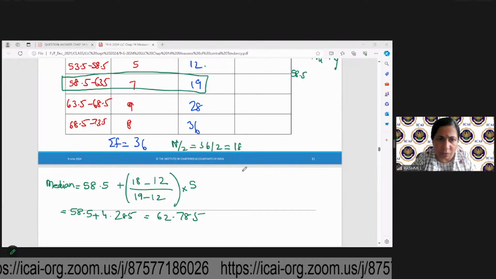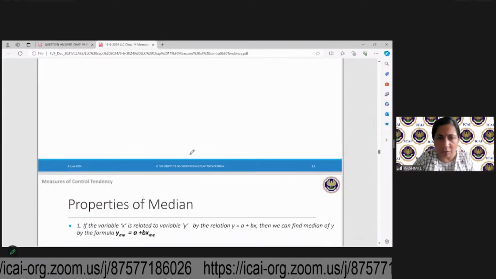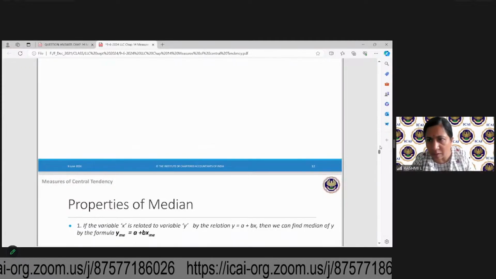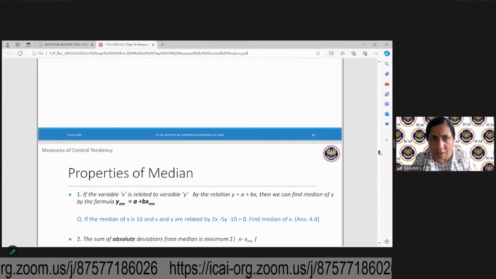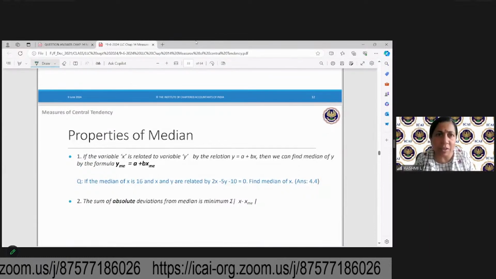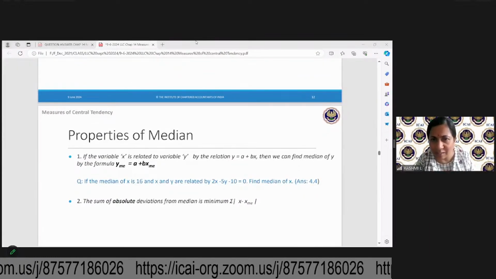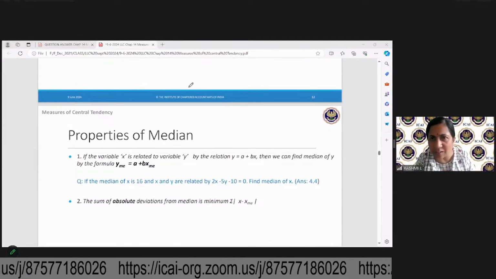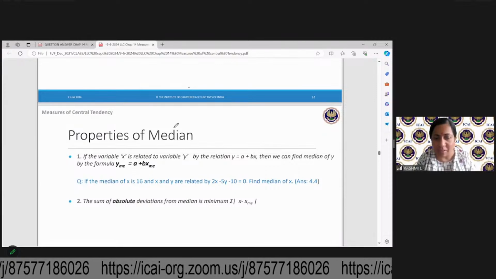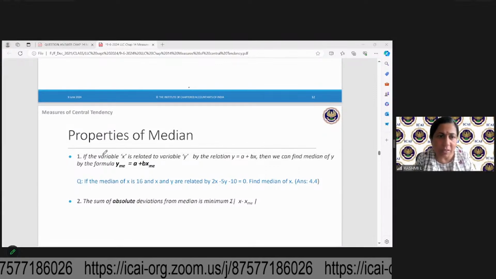Thank you. Now, what are the properties of median? What about others? Have you understood? Yes, Anushka also. Okay. Properties. Let us quickly go to the properties.